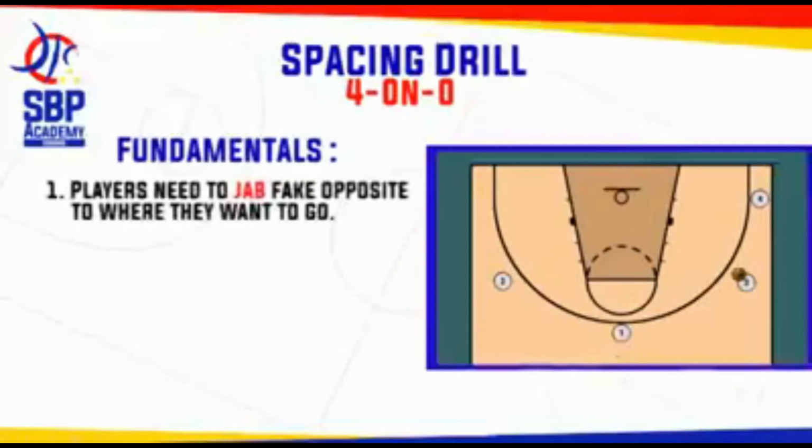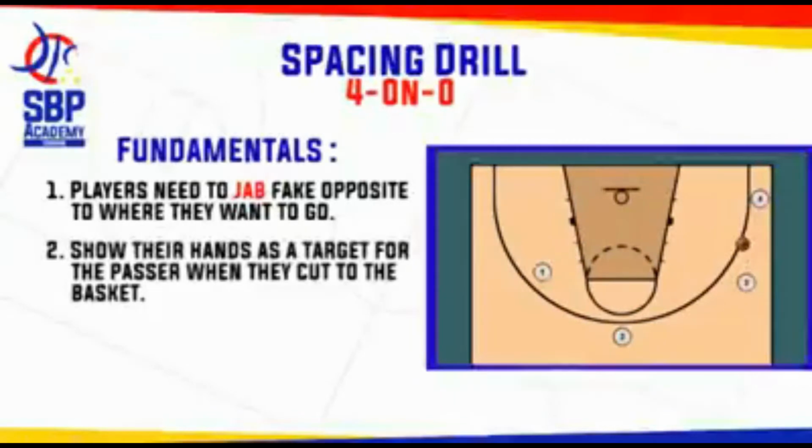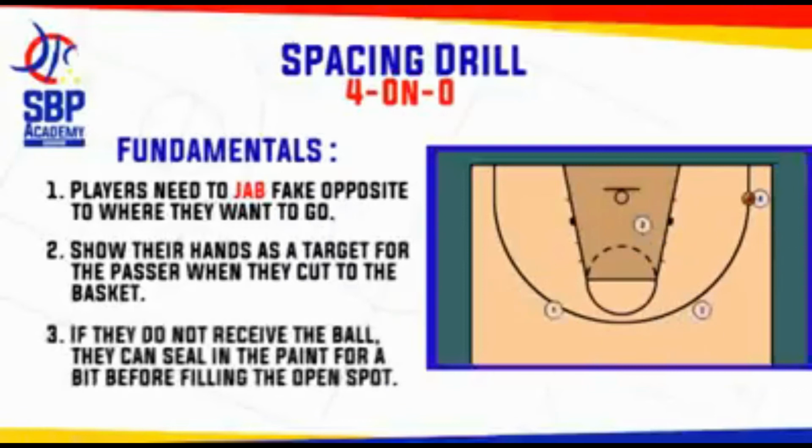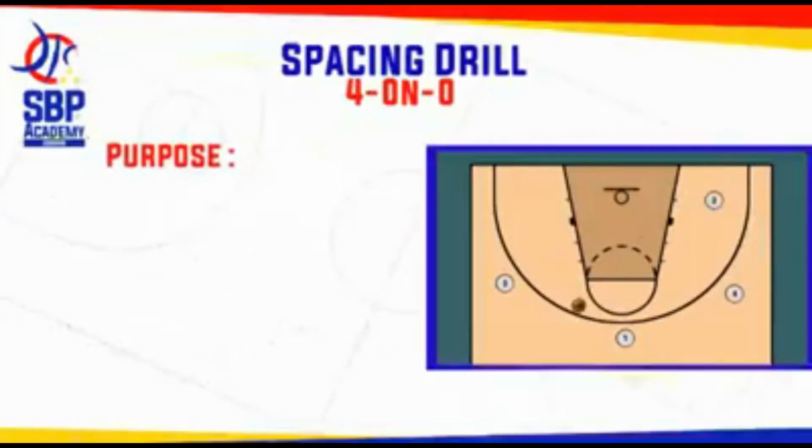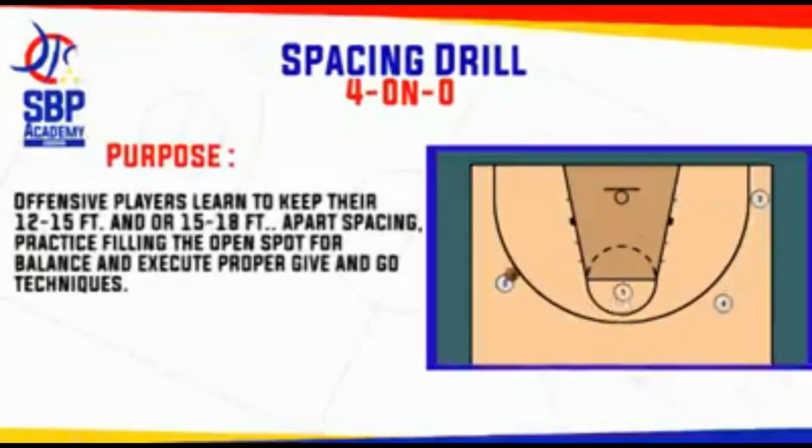Players need to jab fake opposite to where they want to go. Show their hands as a target for the passer when they cut to the basket. If they do not receive the ball, they conceal in the paint for a bit before filling the open spot. Purpose: offensive players learn to keep their 12 to 15 feet or 15 to 18 feet apart spacing. Practice filling the open spot for balance and execute proper give-and-go techniques.